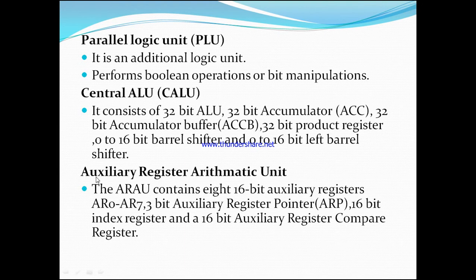Next one is the auxiliary register arithmetic unit. The auxiliary register arithmetic unit contains eight 16-bit auxiliary registers, which will be represented as AR0 to AR7, a 3-bit auxiliary register pointer, a 16-bit index register and a 16-bit auxiliary register compare register. Normally the auxiliary registers are used for indirect addressing of the data memory or for temporary data storage.